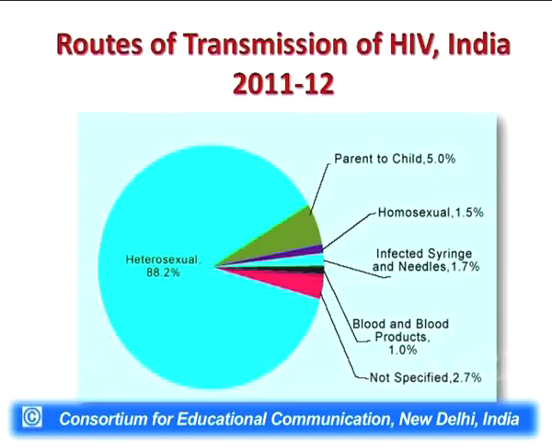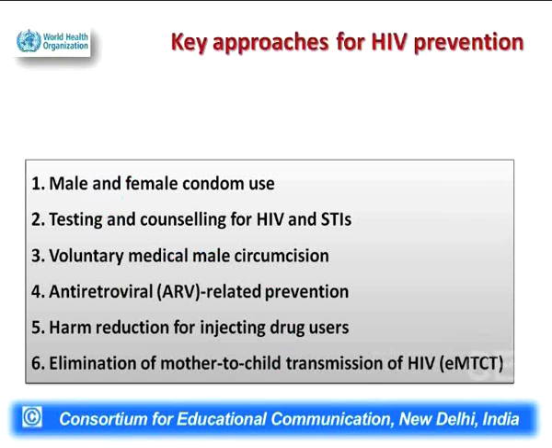About 5% of the cases have been found where the parent is infected and the child gets the infection, while blood products through blood transfusion and infected needles account for about 1.7 and 1%. So the majority of the cases are through unprotected sex.